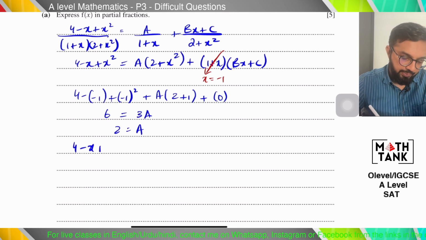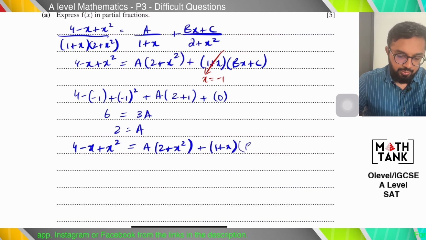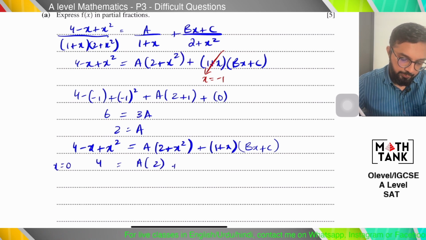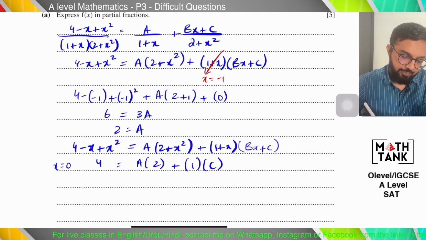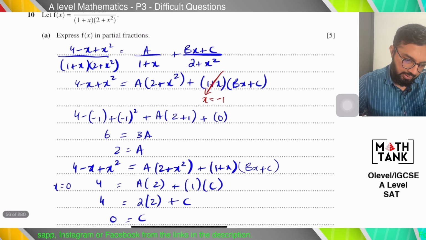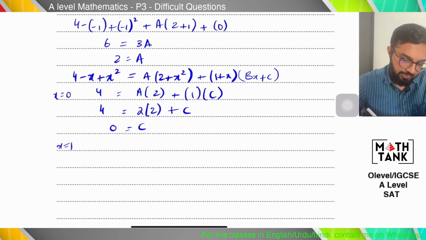Now for the other bx plus c, since I don't have any other bracket, I can take any value of x. So I'm going to first go with 0 and then see how it works out. So I'm taking x equals to 0 now. 4 equals to 2 times 2, so c equals to 0. Then I can take any other value for x. I'm going to take x equals to 1.